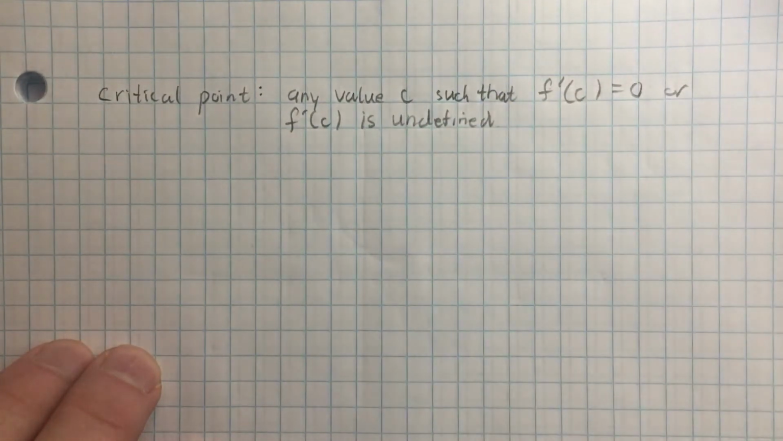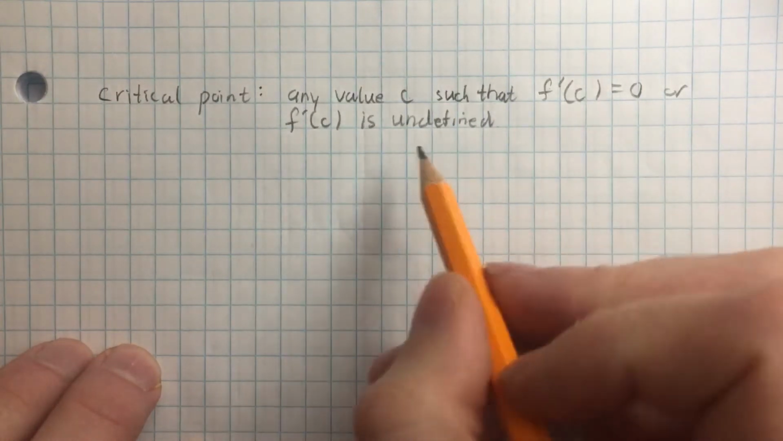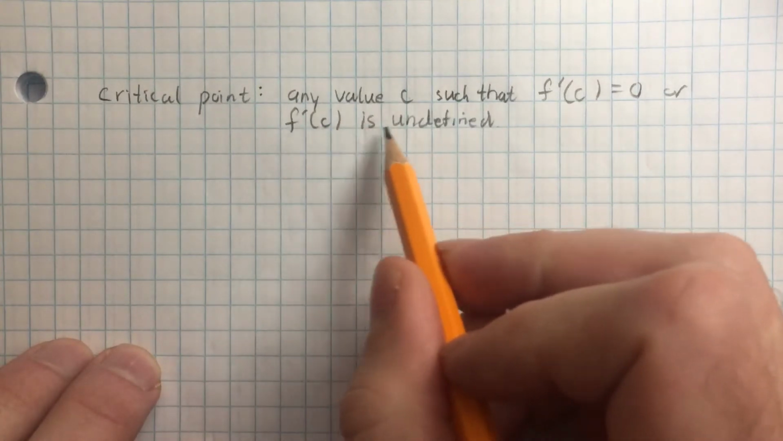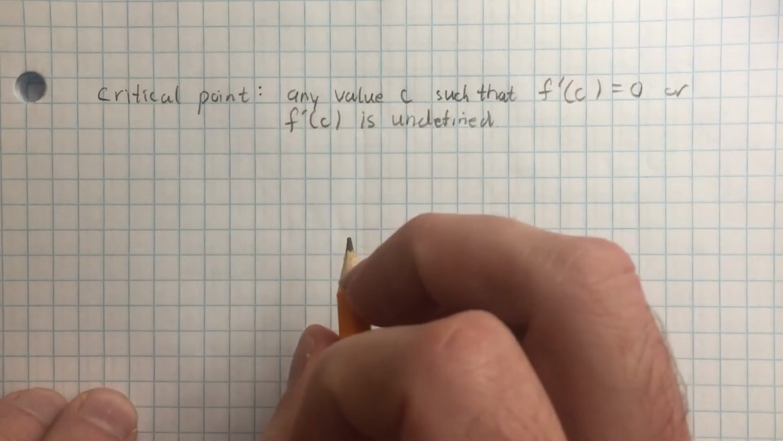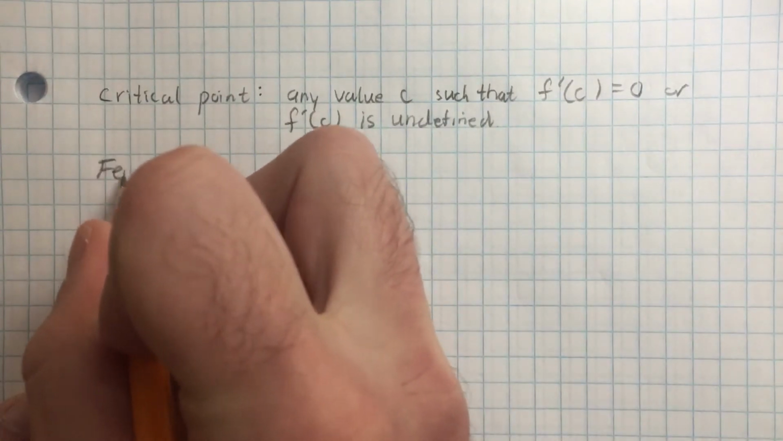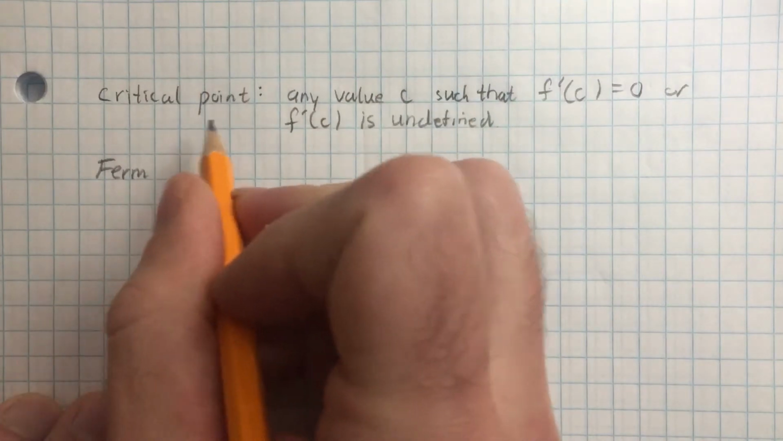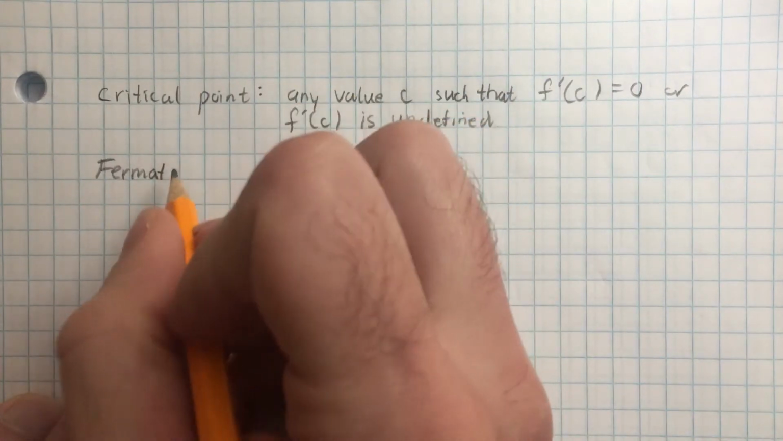So basically c is one of those values, like in the previous pictures, causing those situations of a derivative being 0 or derivative being undefined. Could be for discontinuity, could be for a cusp, could be for other situations, right? So that's a critical point. So now Fermat's theorem connects the idea of critical point and our relative extrema.